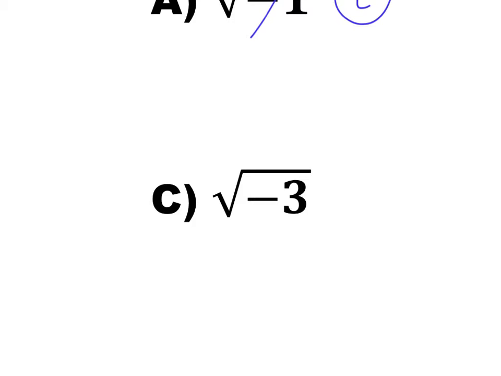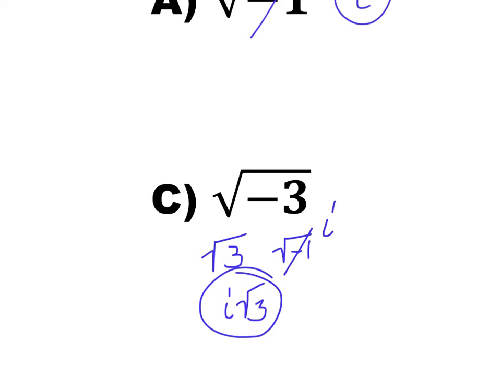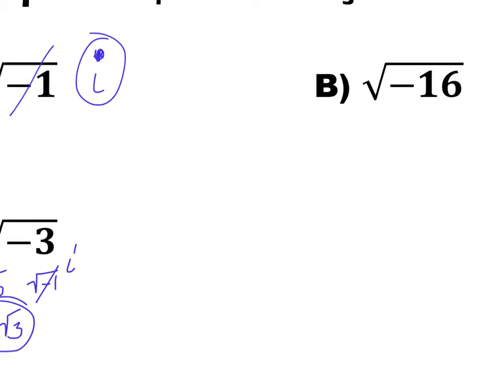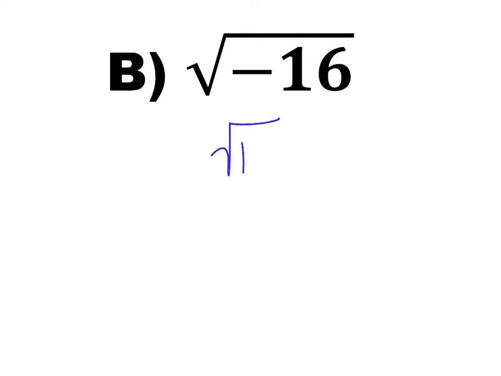For visual purposes, I would take the real part and the imaginary part and split them up. Do you know the square root of 3? No. Do you know the square root of negative 1? What is it? It's i. So I would write this as i on the outside, root 3. You have to take the negative out. Like here, 16, negative 1. What is the square root of 16? 4. What is the square root of negative 1?